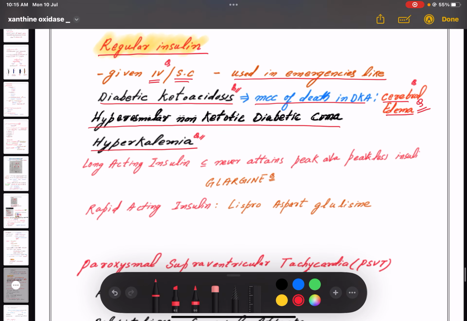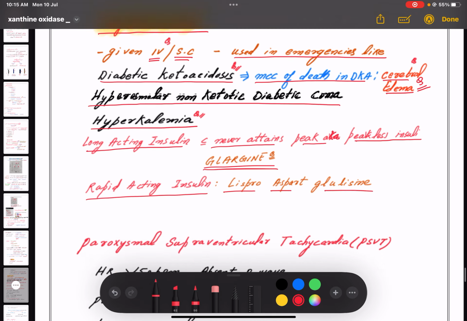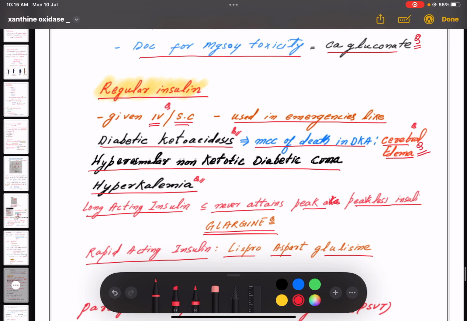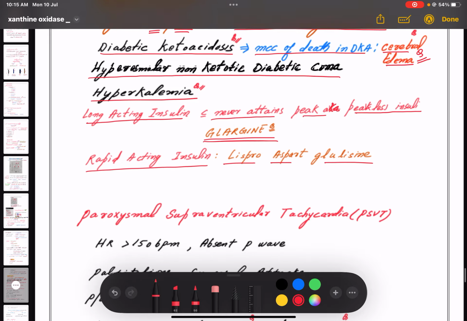We have long acting insulin which never attains a peak, also called peakless insulin, which includes glargine. Then we have rapid acting insulin like lispro, aspart, glulisine. Now remember, all insulins are safer in pregnancy.